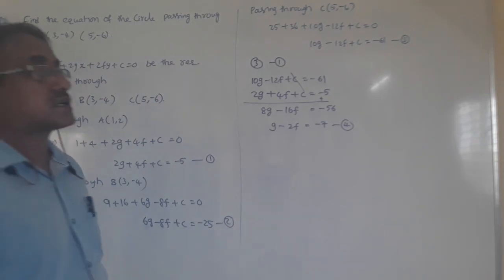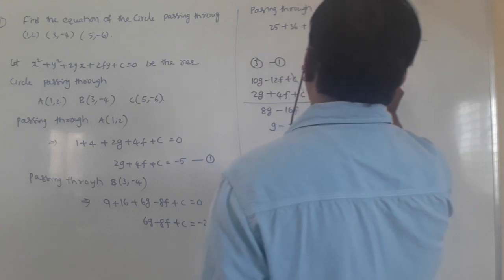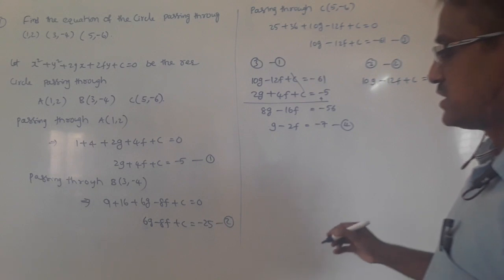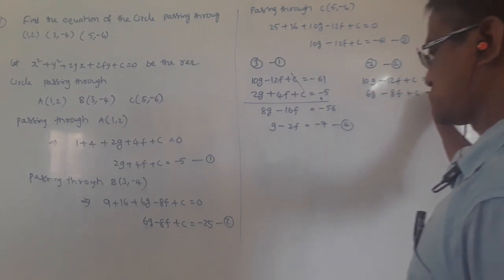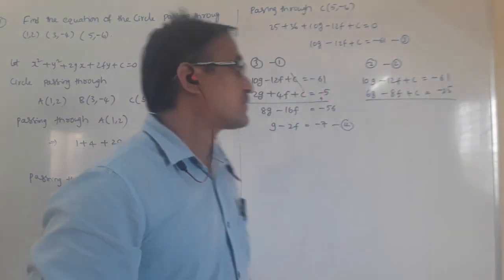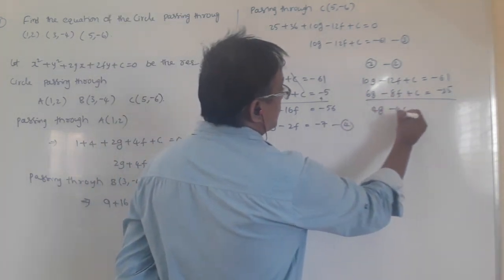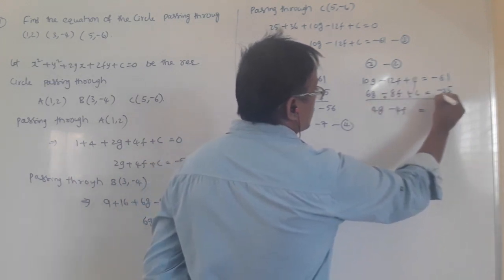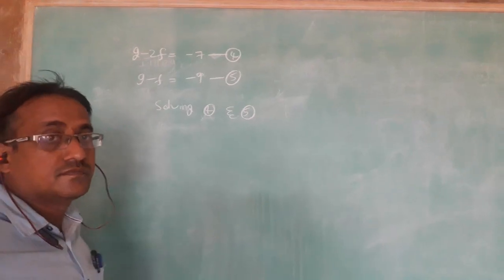And again consider equation 3 minus equation 2. So 10g minus 12f plus c is equal to minus 61. Equation 2 is 6g minus 8f plus c is equal to minus 25. Now by subtracting, you will get 4g minus 4f, c will be cancelled, is equal to minus 36. So g minus f is equal to minus 9.